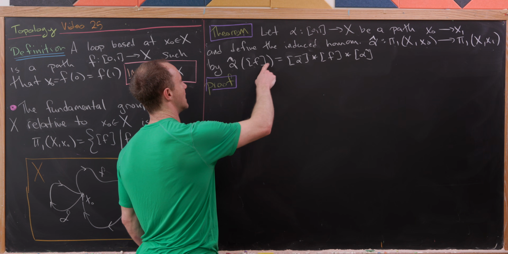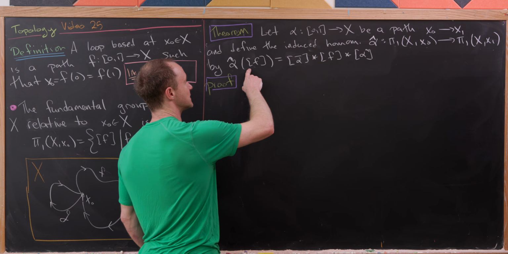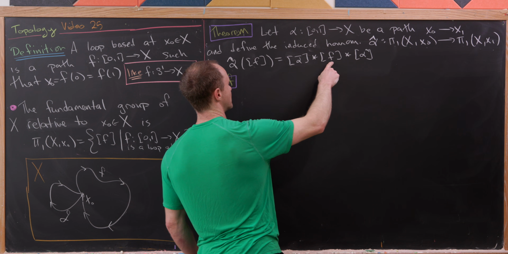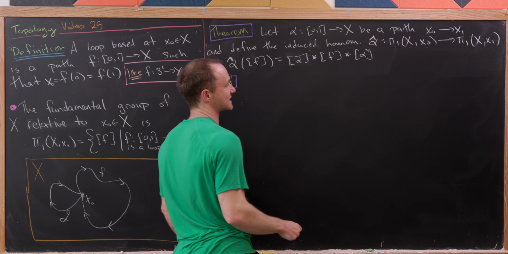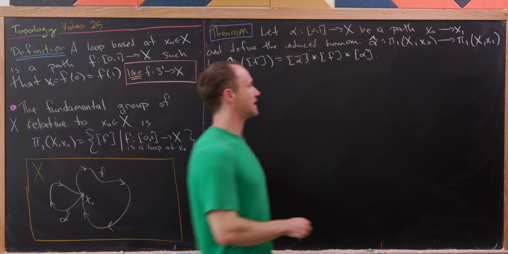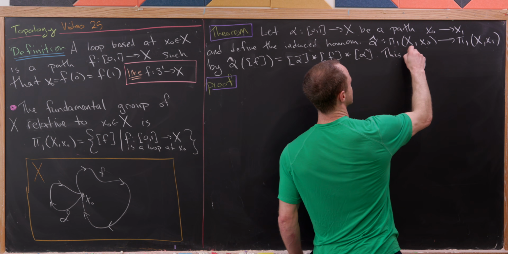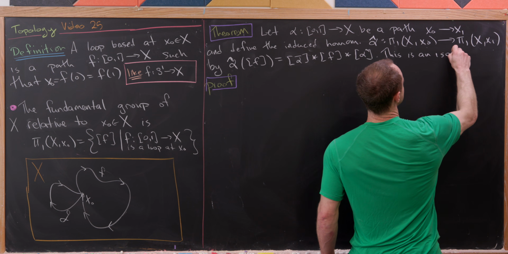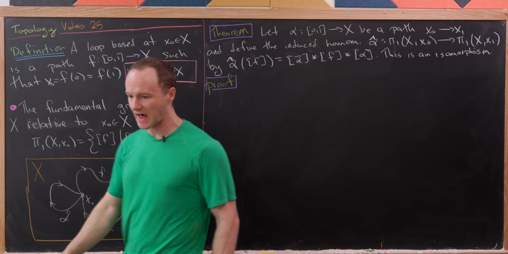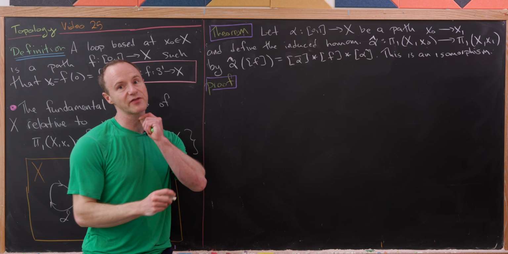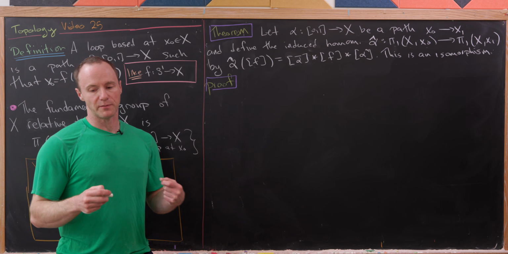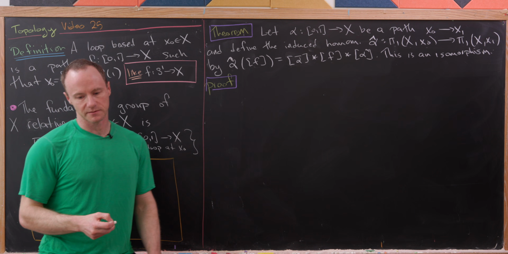So alpha hat of this equivalence class [f] will be alpha bar, the homotopy class of that, star the homotopy class of f, star the class of alpha. So I guess I didn't put down what we're proving here, but this is an isomorphism. So an isomorphism of groups. So what this tells us is that as long as we've got a path between 2 points, the fundamental group based at the point kind of doesn't matter.